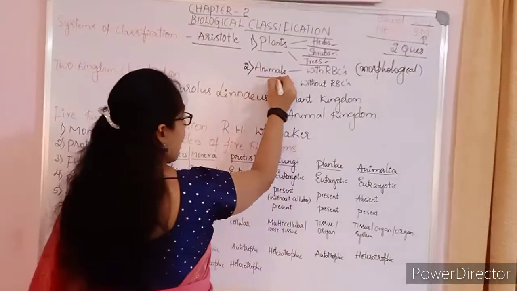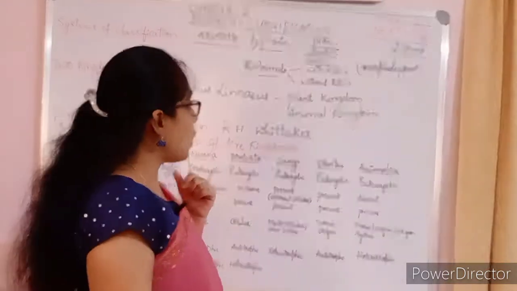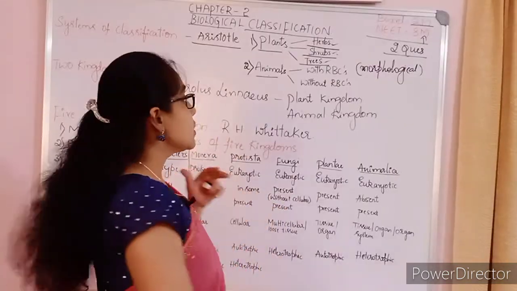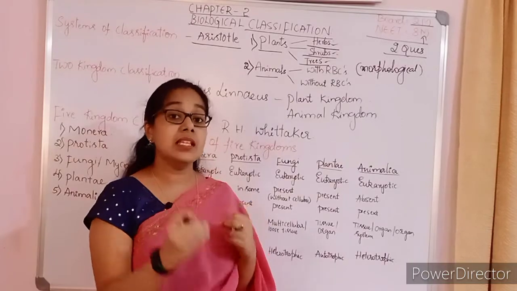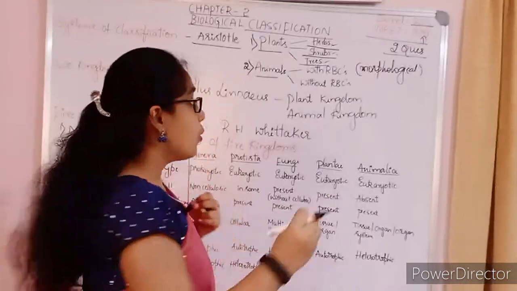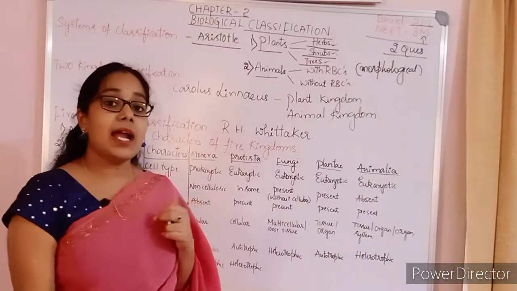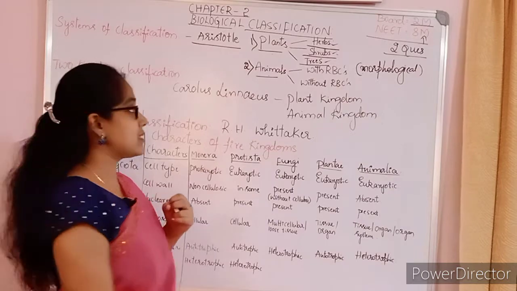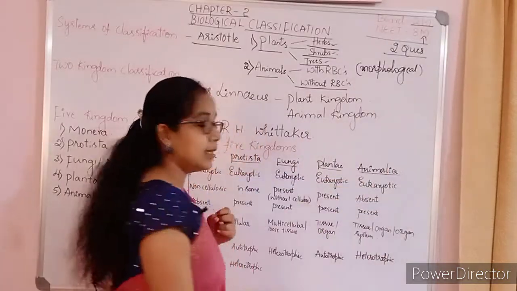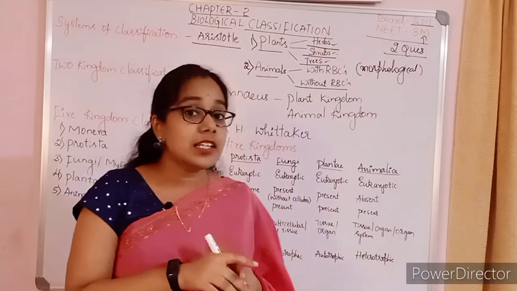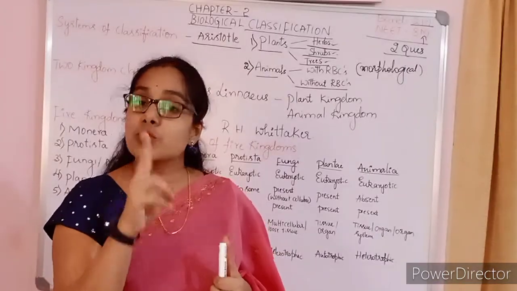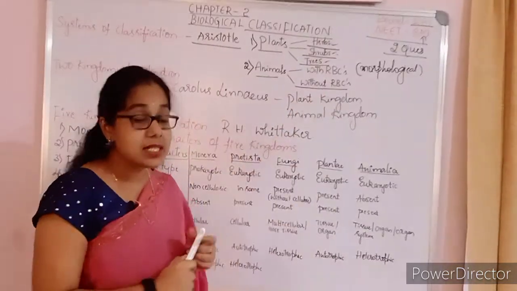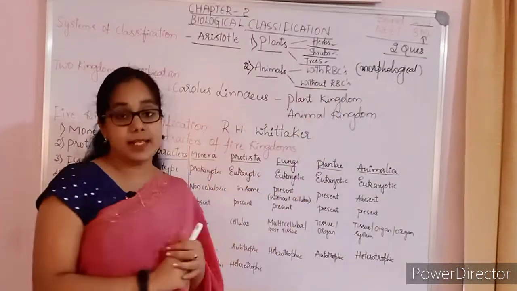Next, coming to animals, here he classified animals into 2 groups. Animals which have red blood corpuscles were placed under one category, and animals which do not have red blood corpuscles were placed under a different category. So in animals, according to Aristotle, we can see 2 categories: animals with RBC cells and animals without RBC cells.